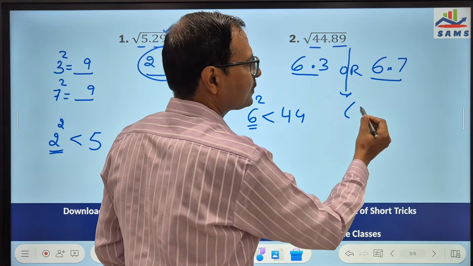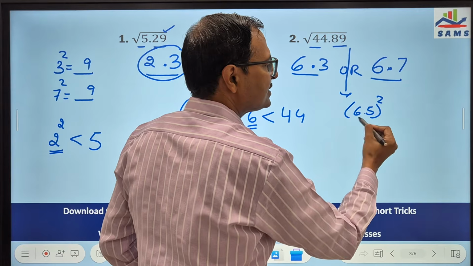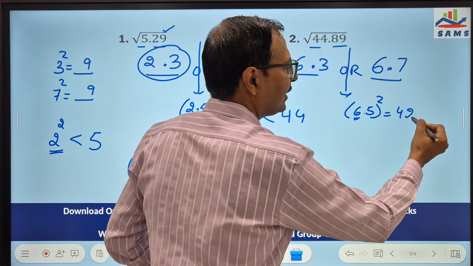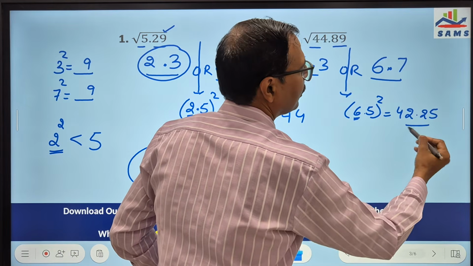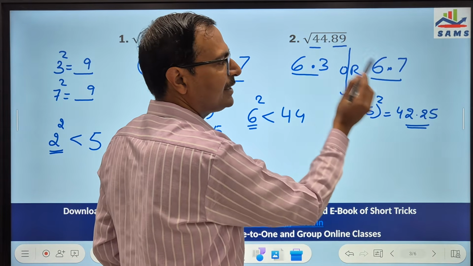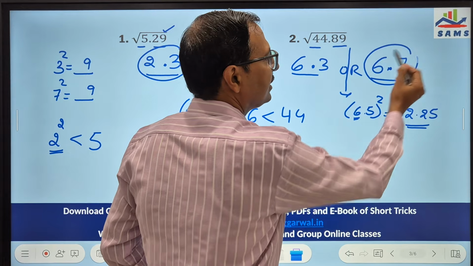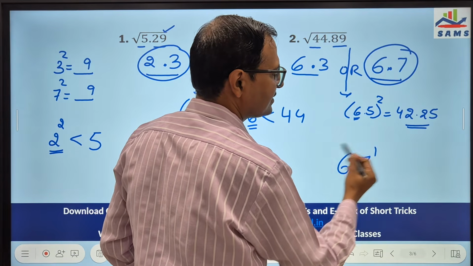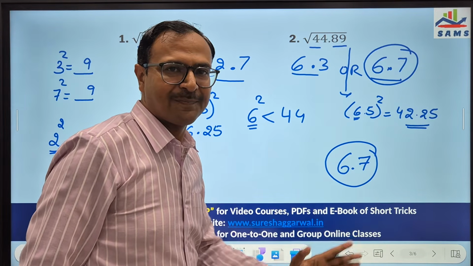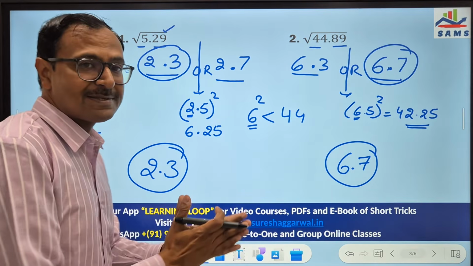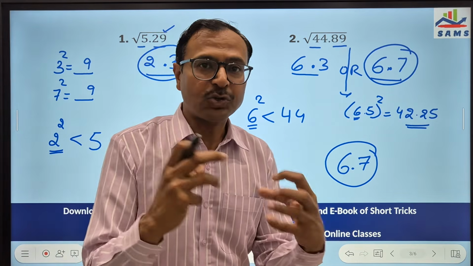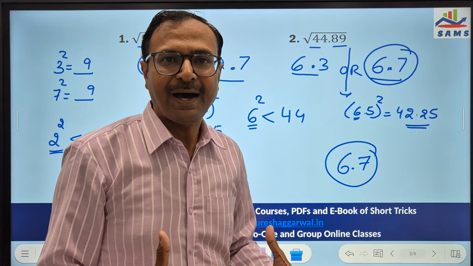So I will do 6.5 square. 6 7s are 42 and then 25. Now see, 44.25; 44.89 is greater than this. So my answer is the greater one. So 6.7 is the answer for the question. See, so many different competencies work together to find the answer.